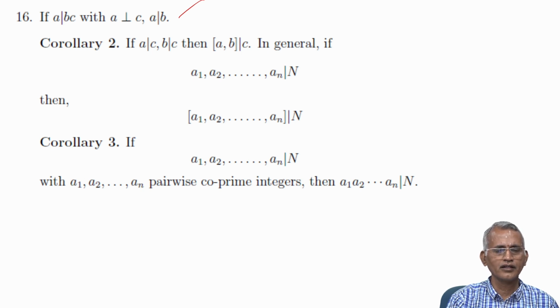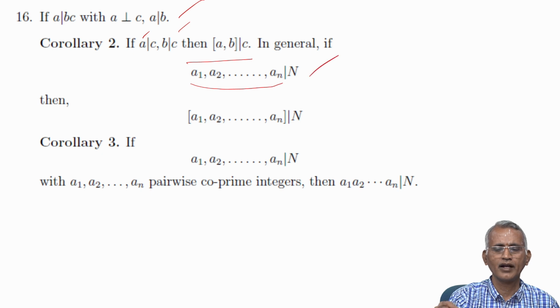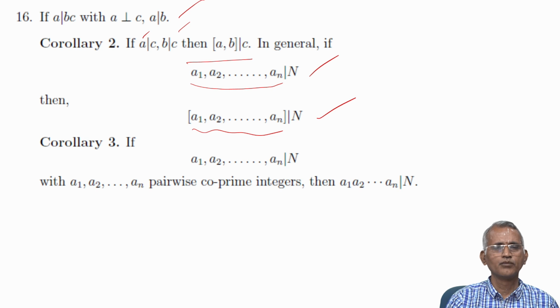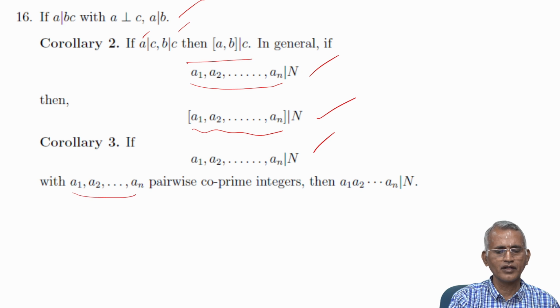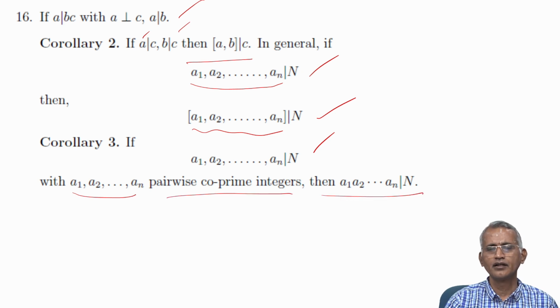According to the corollary, if A divides C and B divides C, then the least common multiple of A and B divides C. In general, if A1, A2 and so on, AN each divide N, then the LCM of A1, A2 and so on, AN divides N. This is the most general form for the GCD and LCM of numbers. Corollary 3 says that if A1 to AN are pairwise coprime integers and each divides N, then the product A1, A2 and so on, AN divides N.